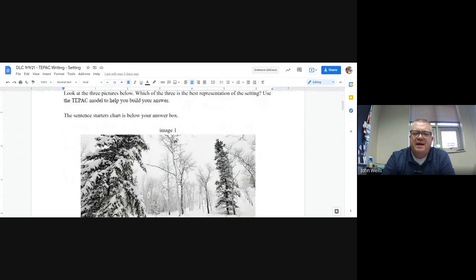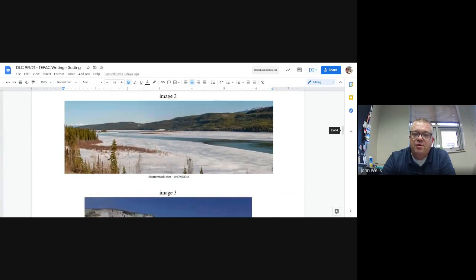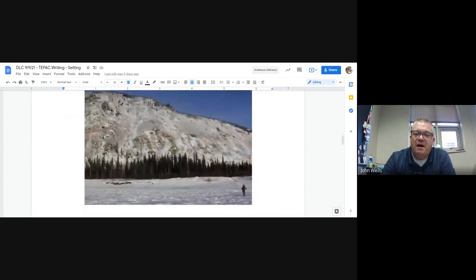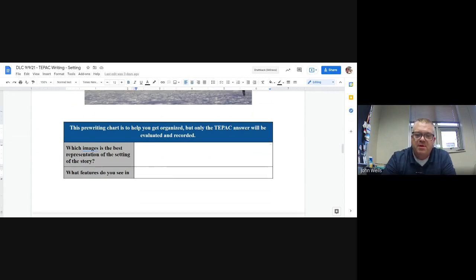What we are going to look at today is I've got three pictures here on this form. These are winter scenes from the Yukon. Now, the story was set in the Arctic Yukon. These are all pictures that come from the Yukon. And you're going to choose one of these three that you think is a really good visual representation of the setting of the story. So down here in this pre-writing chart, which image, you're going to put the number here.